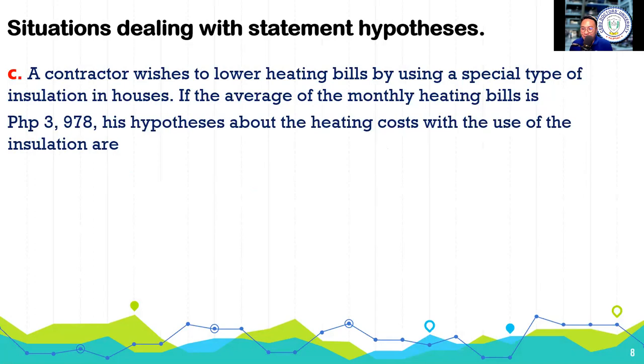Okay, very good. I would accept the answer from Daniela and Mikaela. So the answer is mu, or average, equals 3,978. What's our alternative hypothesis?